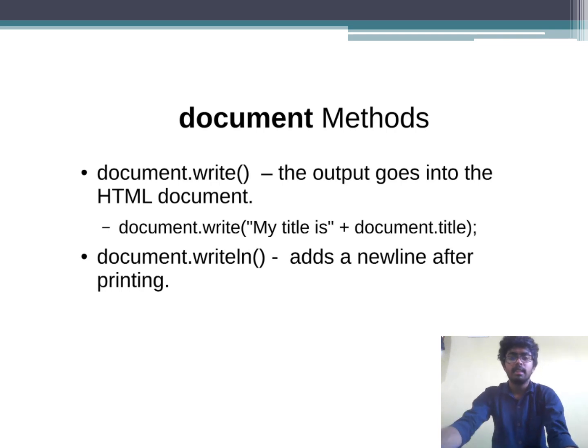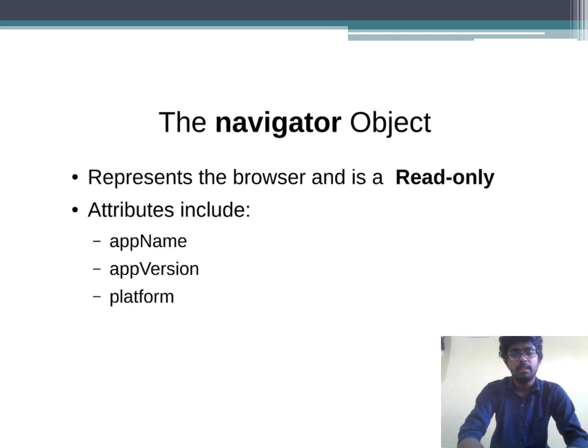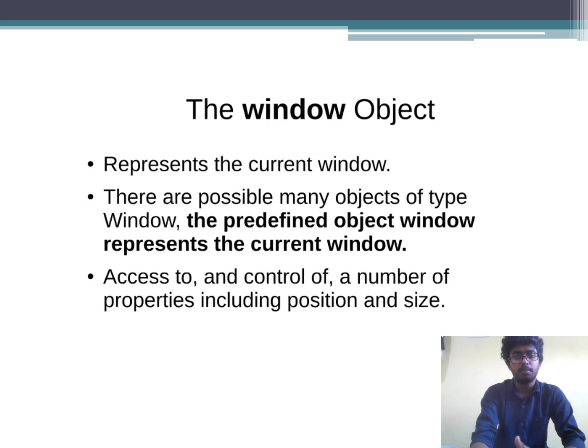document.write is a method. The output goes into the HTML document. document.writeln adds a new line after printing. The navigator object represents the browser and is read-only. Attributes include appName, appVersion, platform.